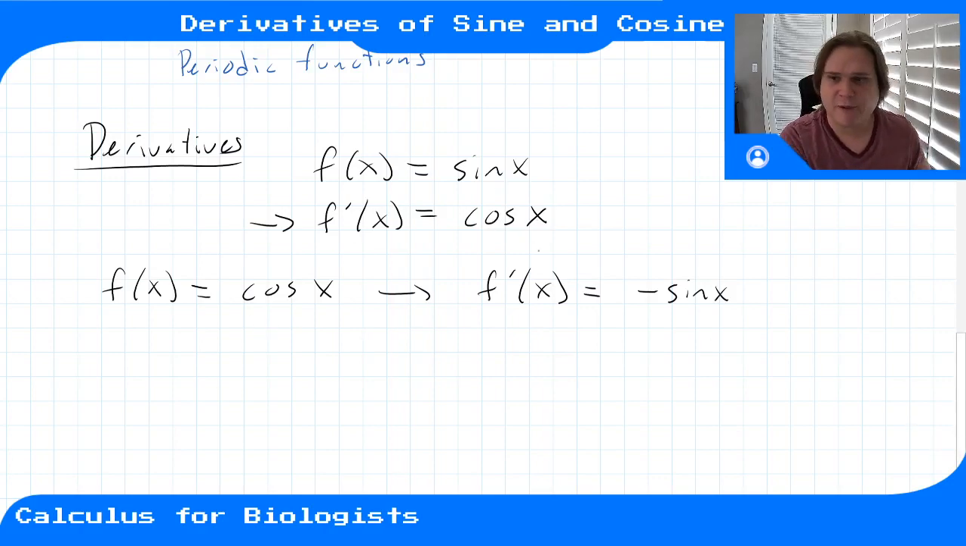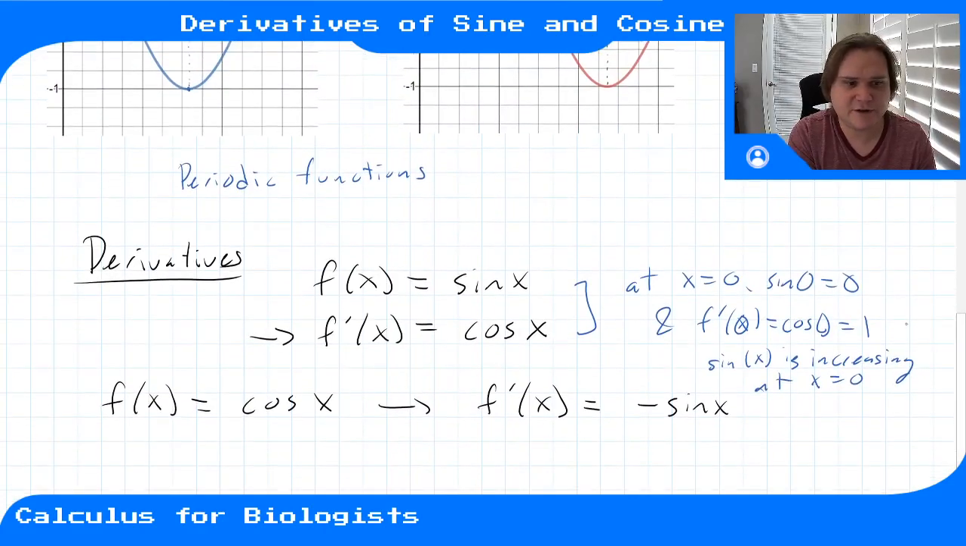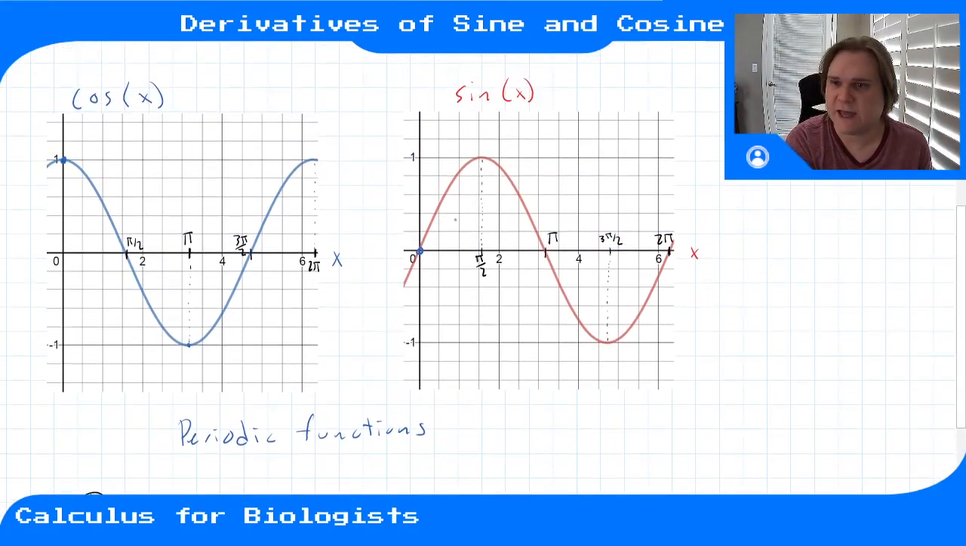But if you have trouble remembering which one is minus and which one is positive, think about it this way. At x equals 0, sine 0 is 0, and f prime, which is cosine of 0, is 1. So sine of x is increasing at x equals 0. If you look at the sine function, it starts at 0, so it goes up, right? So it's increasing there. On the other hand, cosine starts at 1, so it can only go down, right?